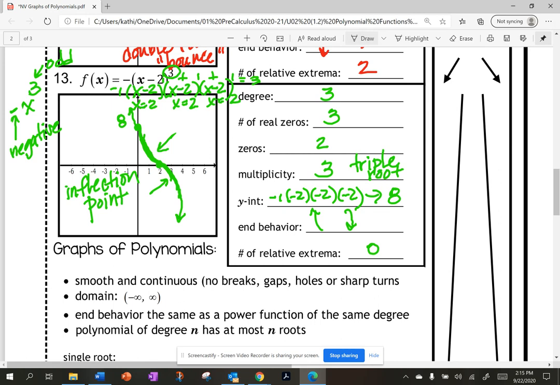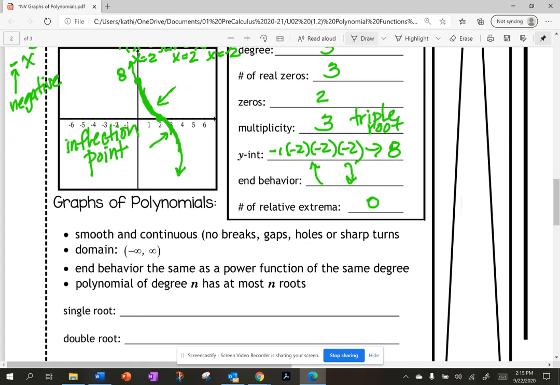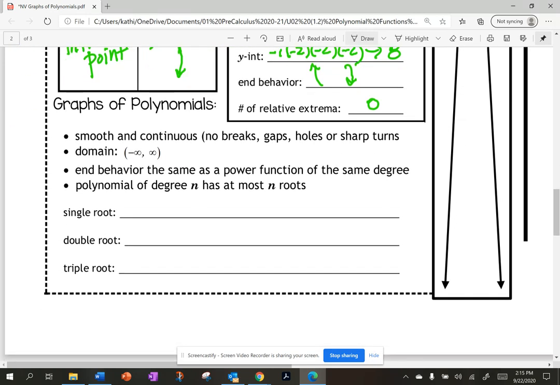So let's summarize a little bit what we know about polynomials now. So a polynomial, by definition, is a smooth and continuous curve. It has no breaks, gaps, holes, or sharp turns. The domain is from negative infinity to positive infinity, so that means it's all real numbers. My end behavior is the same as the power function of the same degree. A polynomial of degree n has at most n roots.